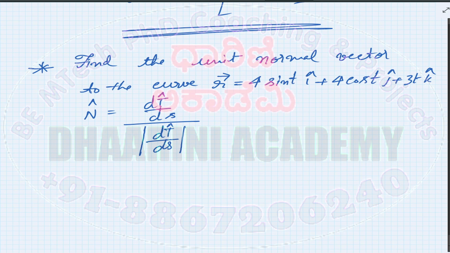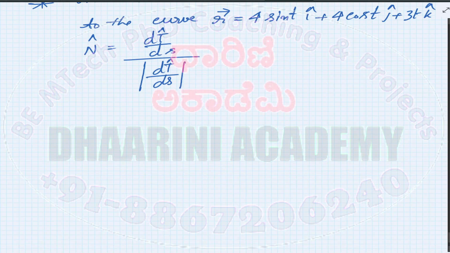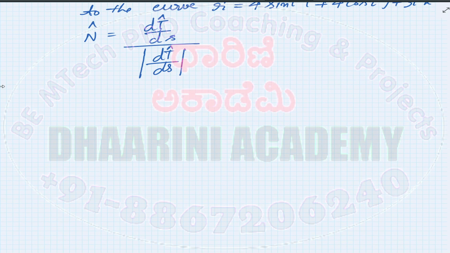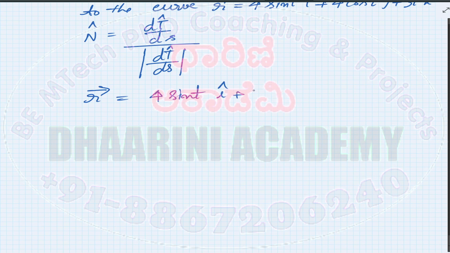Okay, now let us try to write first the t cap. So how do you find t cap? T cap is the unit tangent vector, right? For that, first I need to find the tangent vector. Anyway, so let's start with r now. So r is equal to 4 sine t into i cap plus 4 cos t into j cap plus 3t times k cap. Now, how do you find the tangent? Tangent is equal to dr by dt.